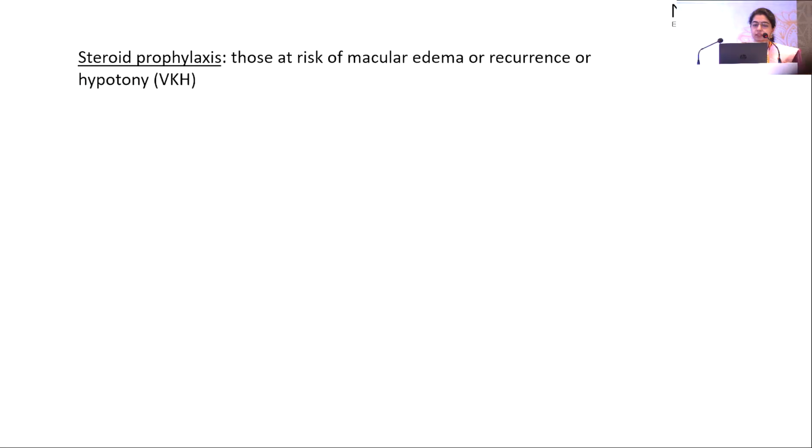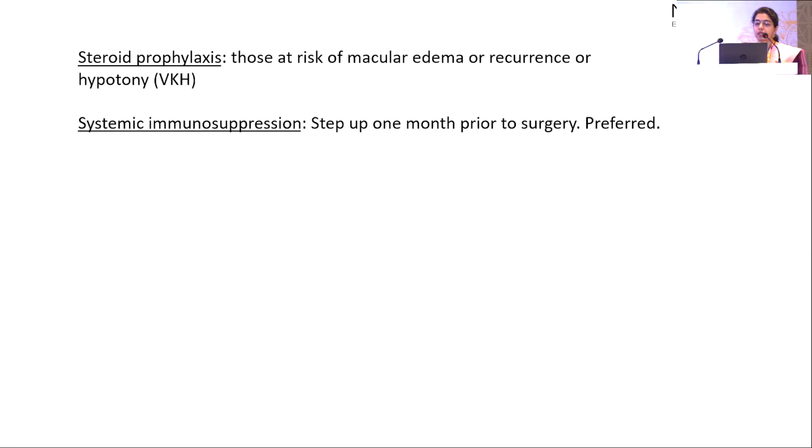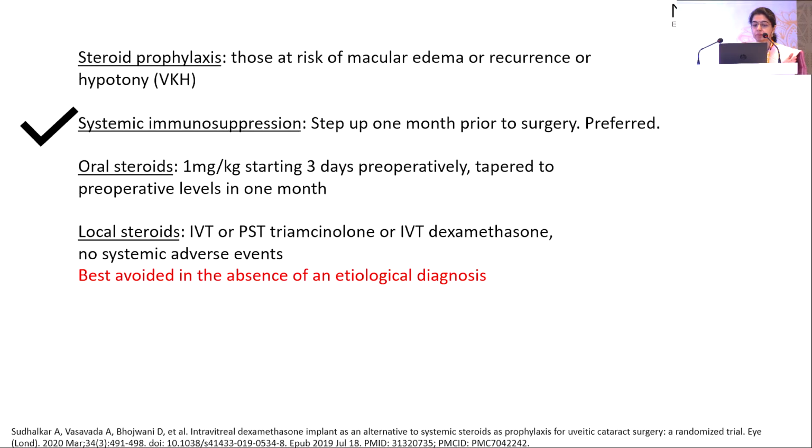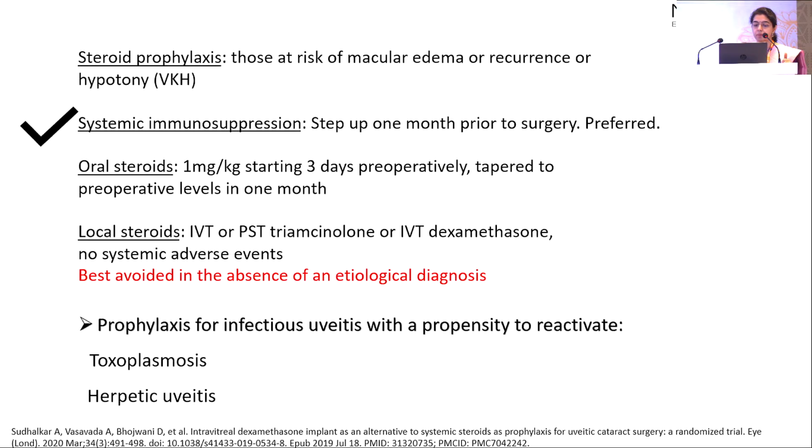Coming to prophylaxis, now steroid prophylaxis is recommended in those who are at risk of macular edema or recurrences or hypotony, like in cases of VKH. Systemic immunosuppression should be stepped up 1 month prior to surgery, and this is the preferred approach. Oral steroids, if you are starting, please start at 1 milligram per kg, starting 3 days preoperatively, tapered to preoperative levels at 1 month. Local steroids should be best avoided in the absence of an etiological diagnosis in case you have to proceed with the cataract surgery.